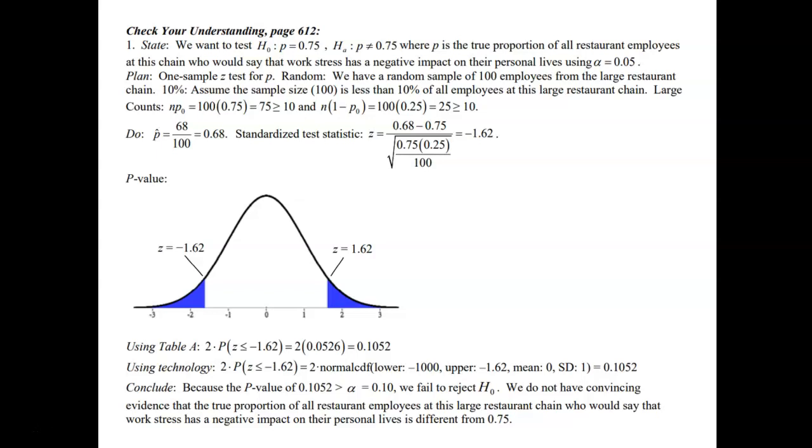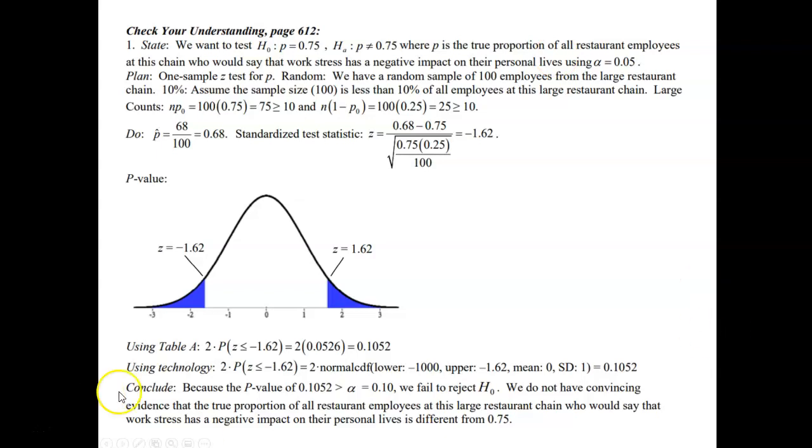So now we're going to do it. We're going to find the statistic. 68 out of 100 is 0.68. And then we're going to calculate the standardized test statistic, and then we're going to draw it, and we're probably going to cheat a little bit and use our calculator, but that's okay. We're still going to show the work.